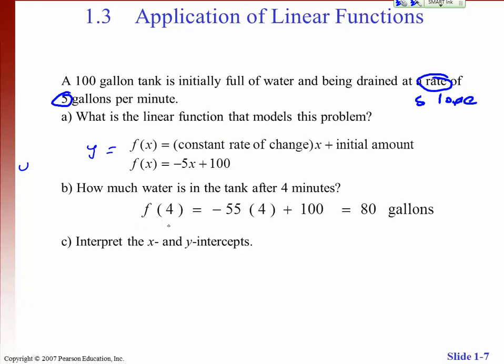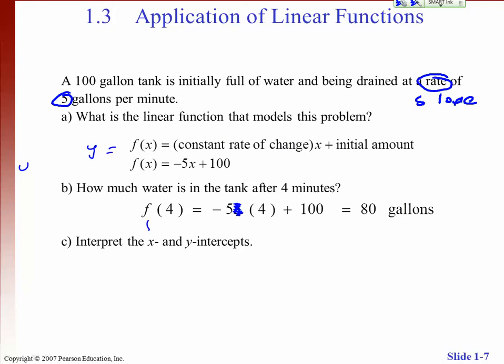Well, in function notation, we'd write it like this. f of 4 equals, and then we would do not 55 times 4. It's just 5 times 4. I don't know why they had that there. That's a little typo. It's just negative 5 times 4 plus 100 equals 80 gallons. That's how much water is left in the tank. So negative 20 plus 100 is 80 gallons.